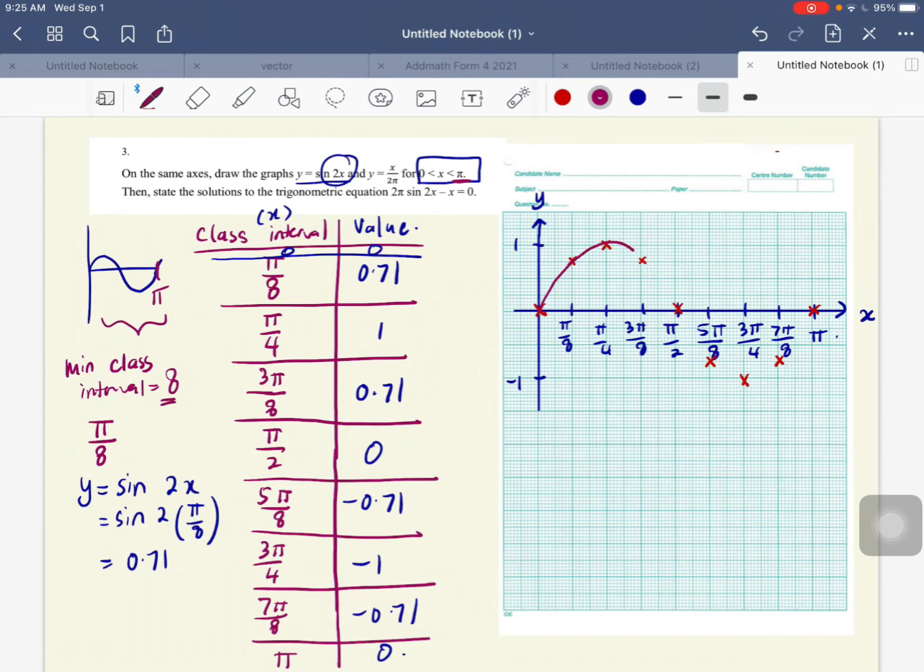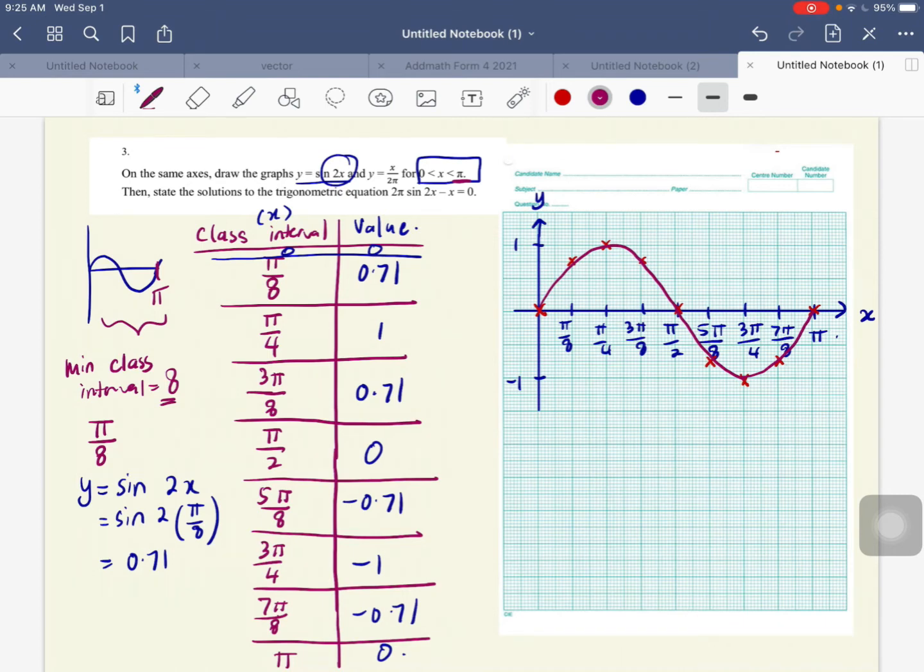And then what you do next is you just need to follow and draw the graph using the points that we have just now.